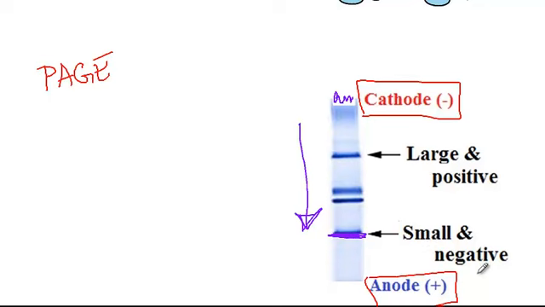So here we will have small and negative ones, versus the larger ones, which have difficulty moving through, and those that are positively charged are also more attracted towards the cathode. So here we will have the large and positively charged. And then the ones that are in between, that are either large and negatively charged, or are small and positively charged, would be in between.